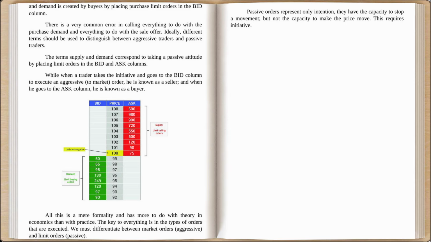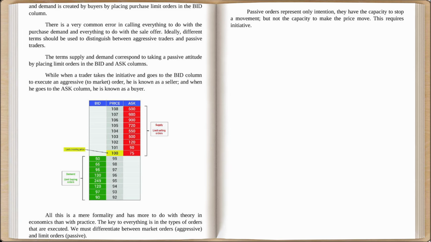Ideally, different terms should be used to distinguish between aggressive traders and passive traders. The terms supply and demand correspond to taking a passive attitude by placing limit orders in the bid and ask columns. While when a trader takes the initiative and goes to the bid column to execute an aggressive market order, he is known as a seller, and when he goes to the ask column, he is known as a buyer. All this is a mere formality and has more to do with theory and economics than with practice.